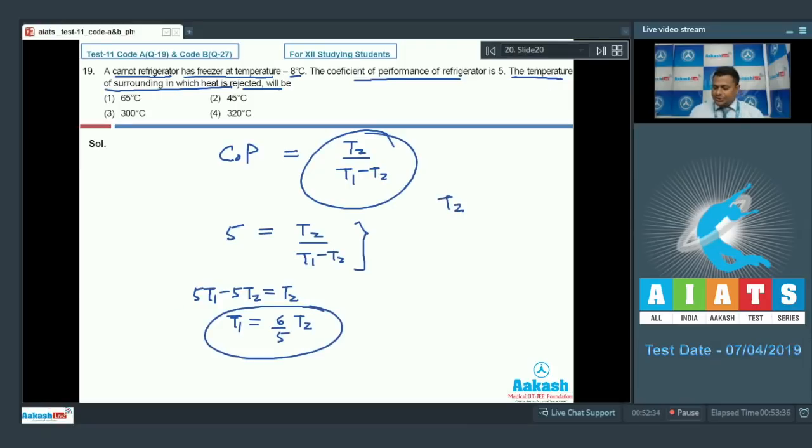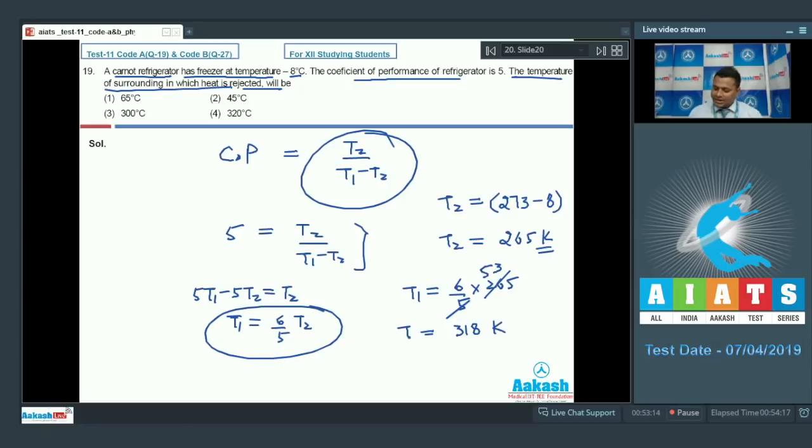Now T2 is given in the question, that is minus 8 degrees centigrade, but we have to write in absolute temperature, that is in Kelvin. So 273 minus 8, that's why this will be your T2. 273 minus 8, that is 265 Kelvin. Putting here will get you T1, that is 6 by 5 multiplied by 265. After solving, that is 318 degree Kelvin. That will be T1.